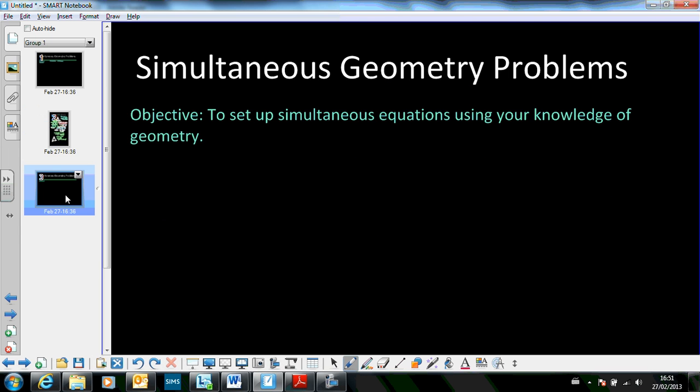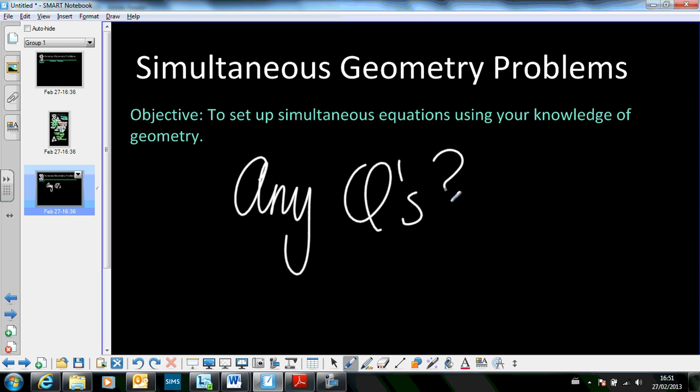Okay, that should all be straightforward. I haven't got a task for you to do today, you'll be pleased to know. If you have any questions about that, please bring them at the start of the lesson and we'll try and address them. I think we'll probably all find this pretty straightforward. We'll be using things like perimeter and angles in a triangle, maybe angles in a quadrilateral. Pretty simple geometry, but using the simultaneous equations to try and solve them.